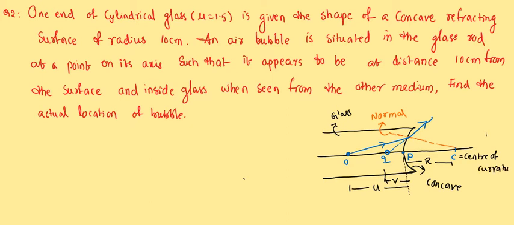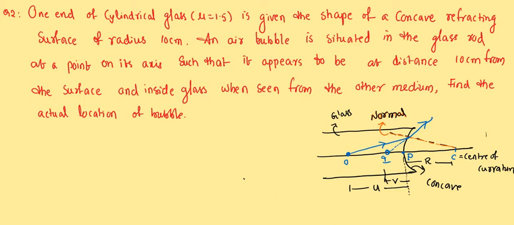You see the figure. Now you draw a line which joins the center of curvature and a point on the sphere. This one will become the normal. This is the normal drawn. You see here, this is the normal. Normal means it is a line which joins a point on the surface and the center of curvature.